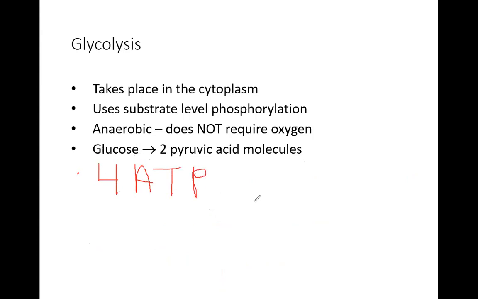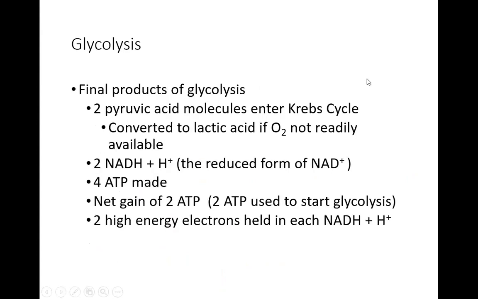Okay, now let's go on to the next slide. The final products of glycolysis: 2 pyruvic acids, 2 NADHs, 4 ATPs. Because you've stripped off electrons and hydrogens from the glucose to make the pyruvic acid, you make 2 NADHs. You make 4 ATPs.